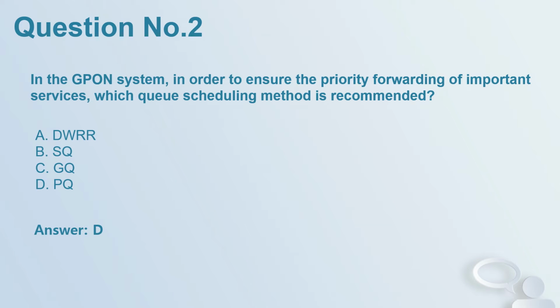Question number 2. In the GPON system, in order to ensure the priority forwarding of important services, which queue scheduling method is recommended? A. DWRR. B. SQ. C. GQ. D. PQ. Answer. D.